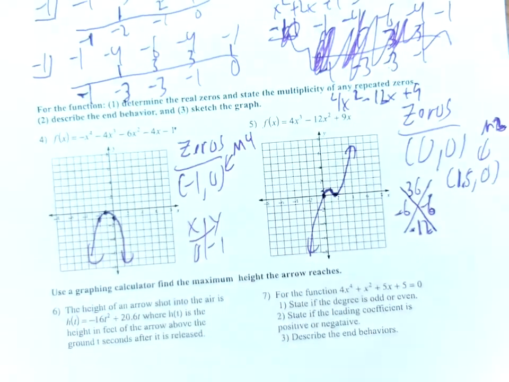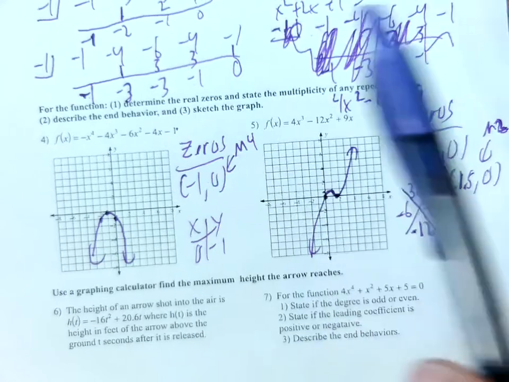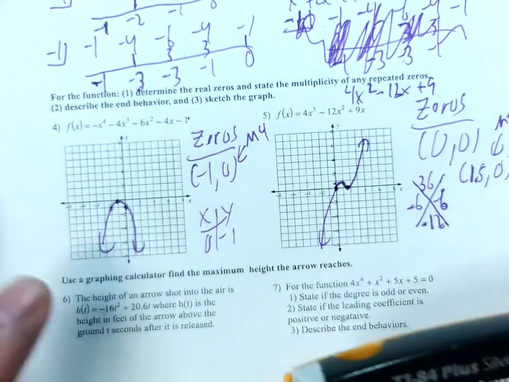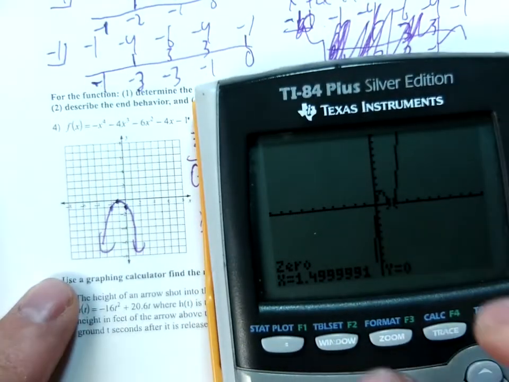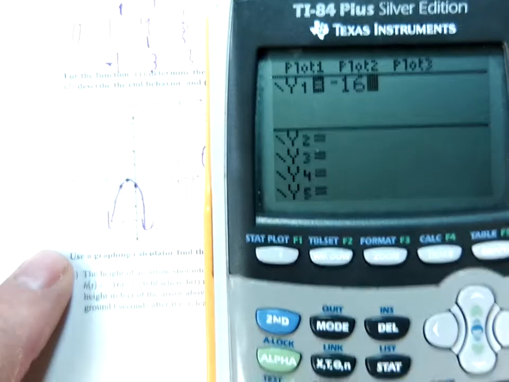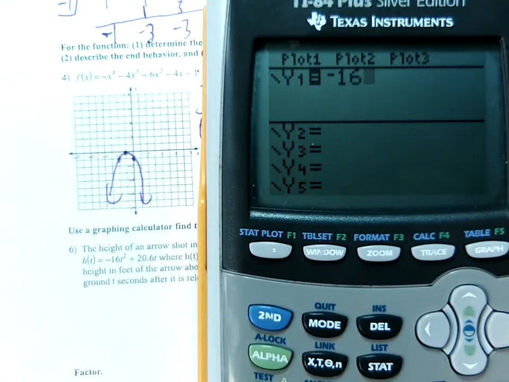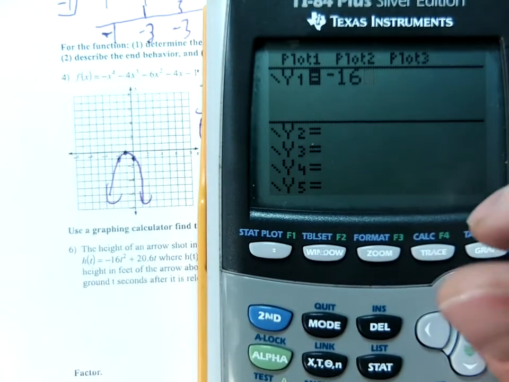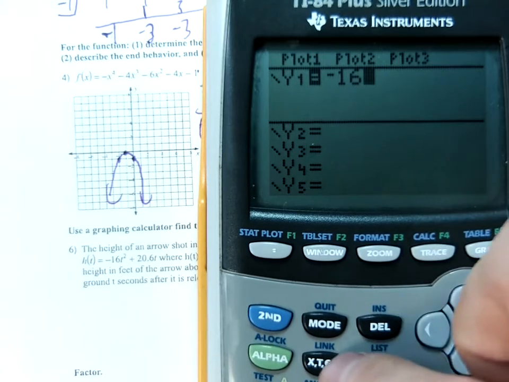Alright, those are a little bit longer, these two questions. Question 6, we're going to use a calculator to determine the maximum here. So we'll have to type this equation in, negative 16. This is the only one where you actually need the calculator. The rest of these you can do without the calculator if you'd like. This one requires it though.